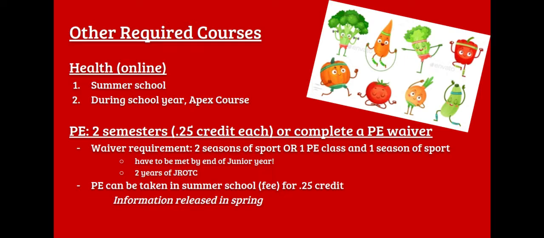If you're going to have a waiver, like you're not taking 2 PE classes, but you're waiving it with a sport, you need to have that done by the end of your junior year. Otherwise, we need to put you in PE classes. The other way you can get PE is if you have 2 full years of the JROTC course, you will be eligible for the waiver. When you complete your sport, you need to fill out a PE waiver in the counseling office.